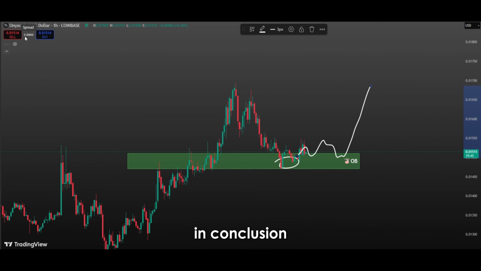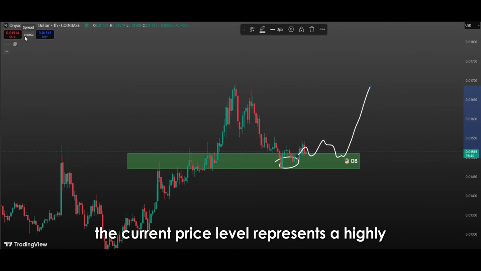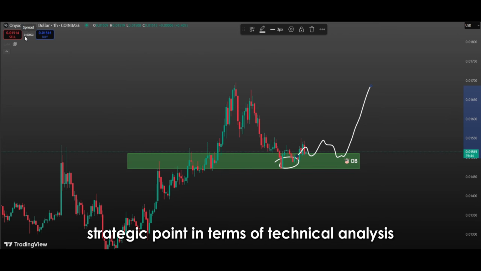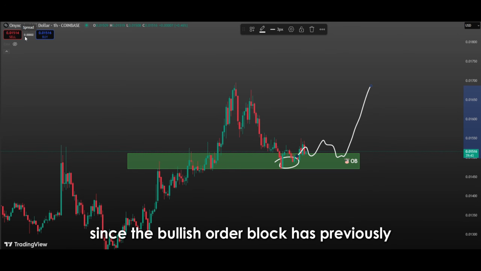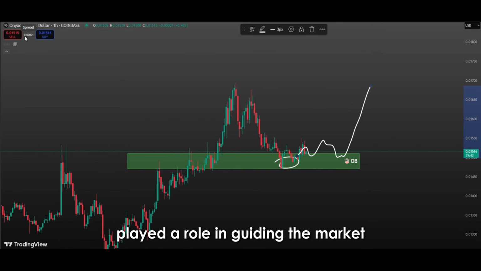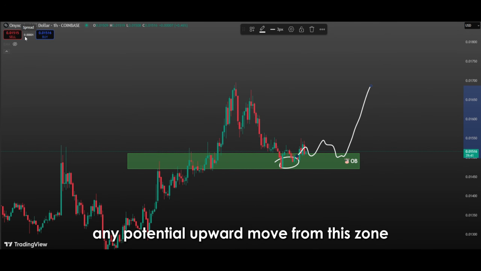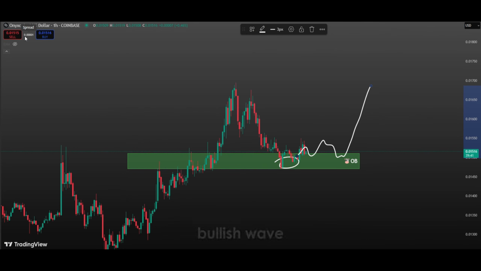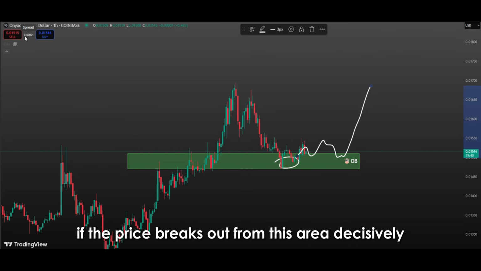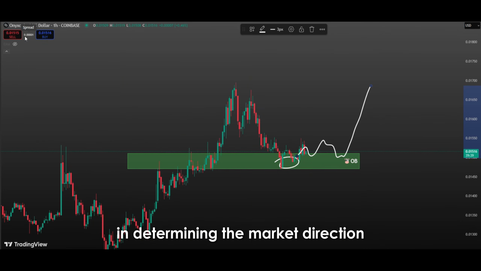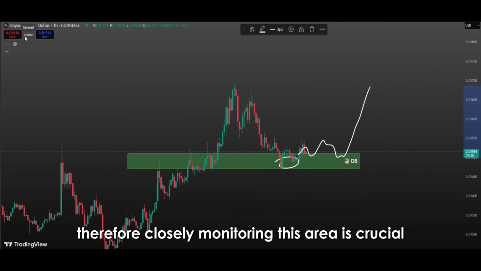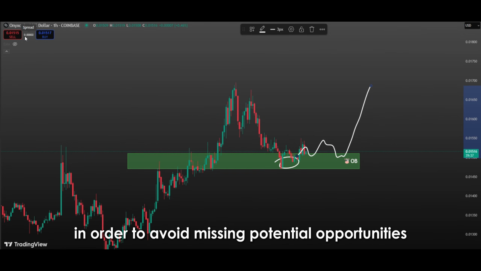In conclusion, the current price level represents a highly strategic point in terms of technical analysis. Since the bullish order block has previously played a role in guiding the market and triggering strong reversals, any potential upward move from this zone could mark the beginning of a new bullish wave. If the price breaks out from this area decisively, it may be a key factor in determining the market direction in both the short and medium term. Therefore, closely monitoring this area is crucial in order to avoid missing potential opportunities.